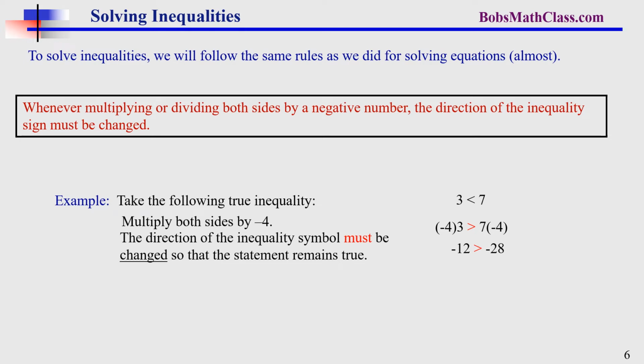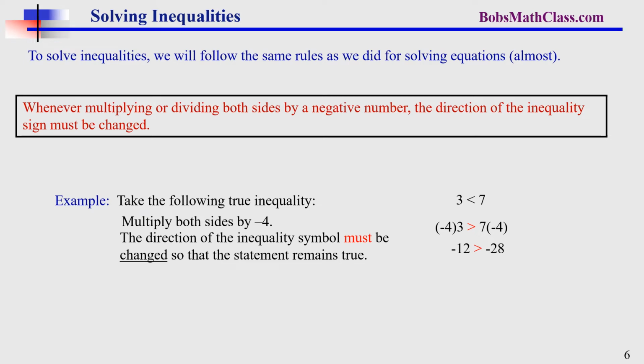But if you divide or multiply by a negative number, not into a negative number, but by a negative number, then you have to reverse the inequality symbol. Just the way it works out. Like, let's look at this inequality. 3 is less than 7. That's true, right? 3 is less than 7.